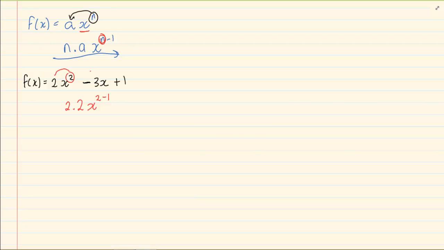Then we're going to do the exact same thing with minus 3. Now, what is the power of the x? 1. We're going to bring the power in front. So we get minus 3 times 1 because of the power of x. And then we're going to have 1 minus 1. Now, what is interesting is that 1 is x to the power of 0, because from your exponent rules, you know x to the power 0 is equal to 1.